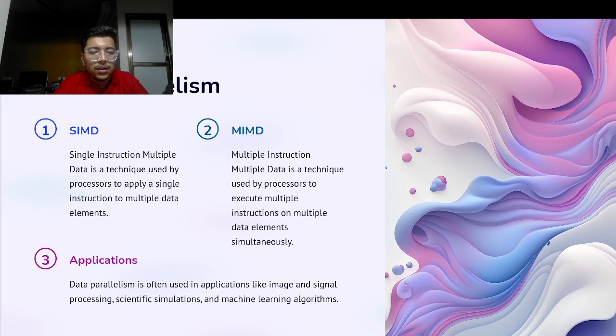Data parallelism. In data parallelism, we have two aspects, SIMD. SIMD means single instruction, multiple data. So by executing a single instruction, we can work on multiple data elements. And MIMD, that means multiple instructions, multiple data. This is a technique used by processors to execute multiple instructions on multiple data elements simultaneously. Its use case is that it is often used in image and signal processing, scientific simulations, and machine learning algorithms.